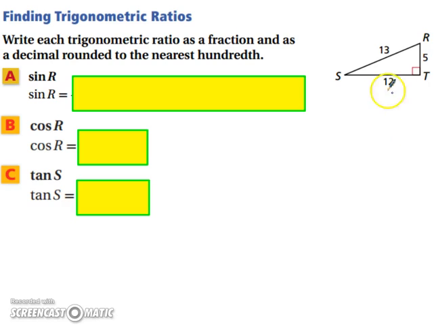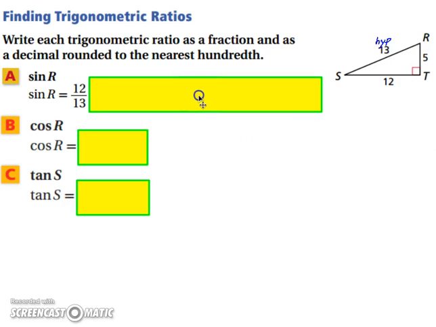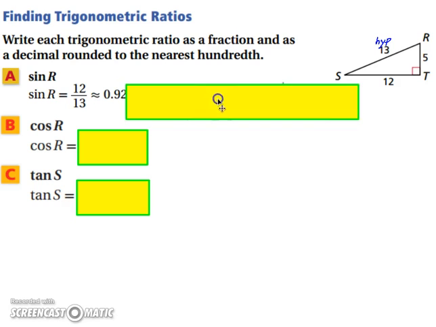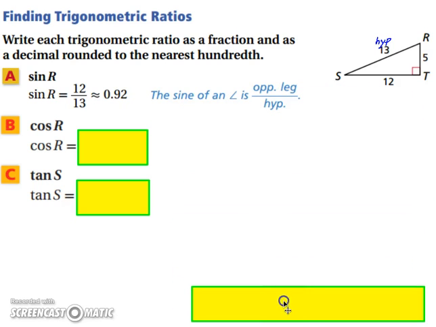If you want, we can label that so we have it. So we have hypotenuse is 13 here. Okay, so we have 12 over 13. And then you can just utilize your calculator to figure out that that's about 0.92. Take a moment and try cosine of r and tangent of s.